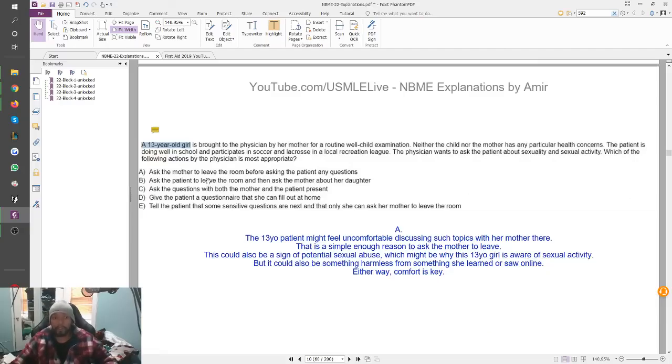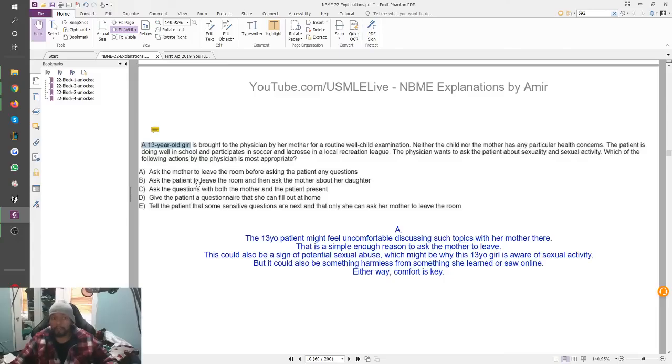All these answer choices were here to bait different kinds of people from different kinds of Western hospitals, Eastern hospitals, right? So ask the mother to leave the room before asking the patient any questions. That's the correct answer. Ask the patient to leave the room and then ask the mother about her daughter, right?